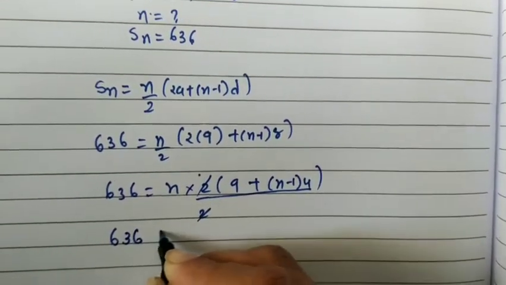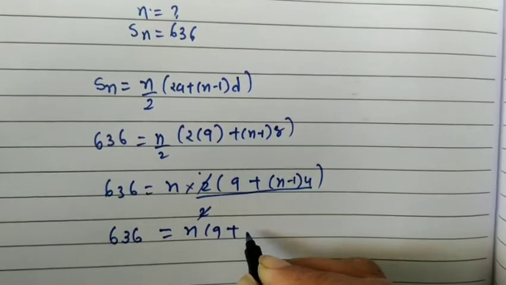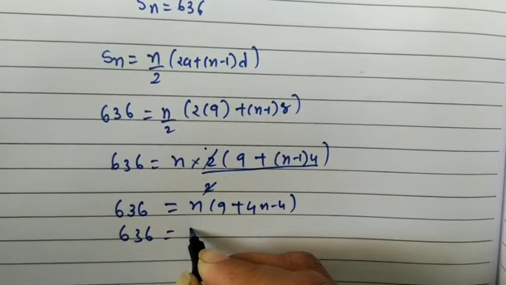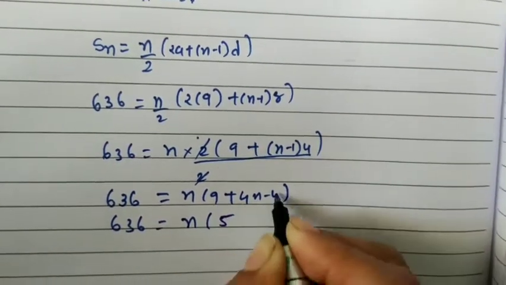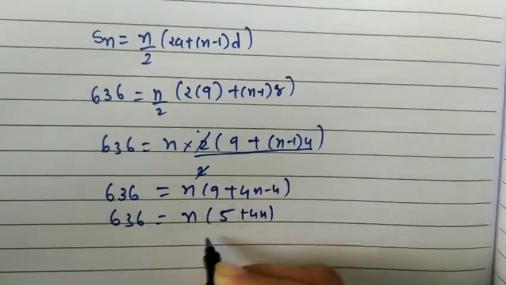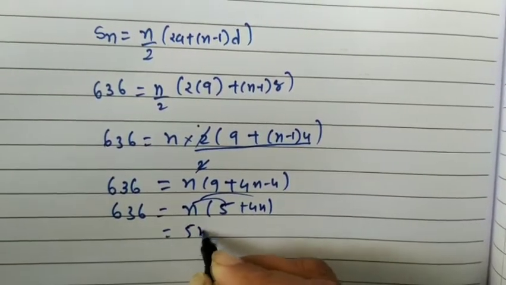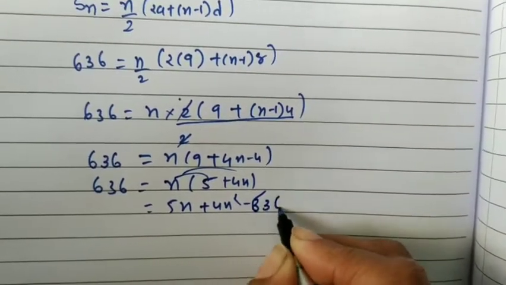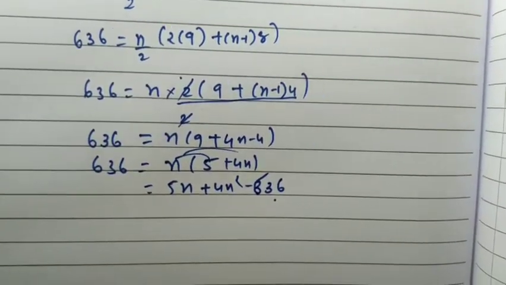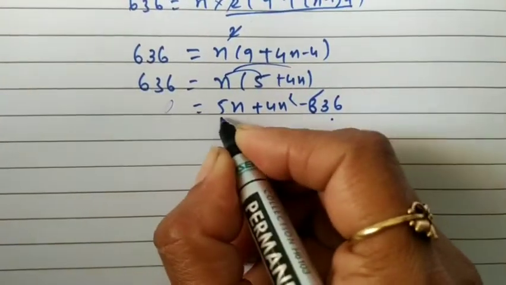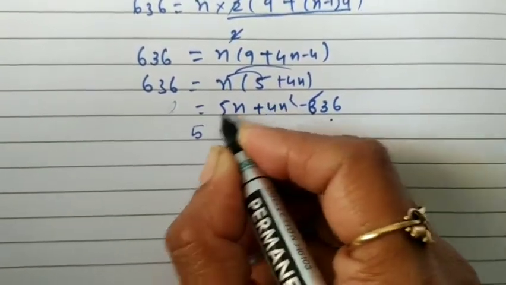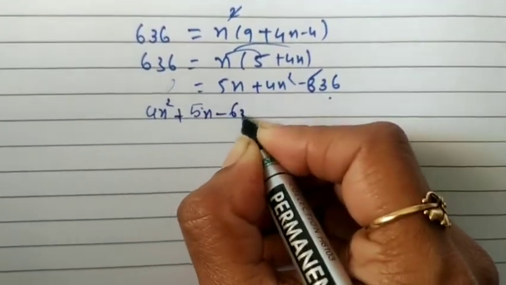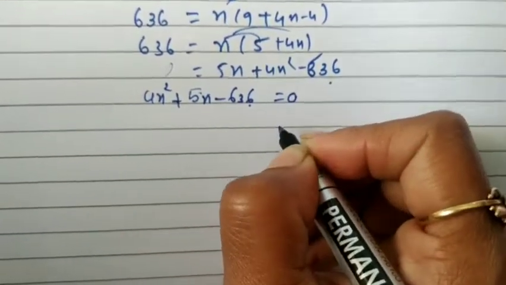So 636 is equal to n into (9 plus 4n minus 4). So 636 is equal to n into 9 minus 4, 5 plus 4n. Let us multiply this. So it will become 5n plus 4n square, and we are shifting this 636. So here we will factorize it. Taking 4n square first, it will become 4n square plus 5n minus 636, and that is equal to 0.